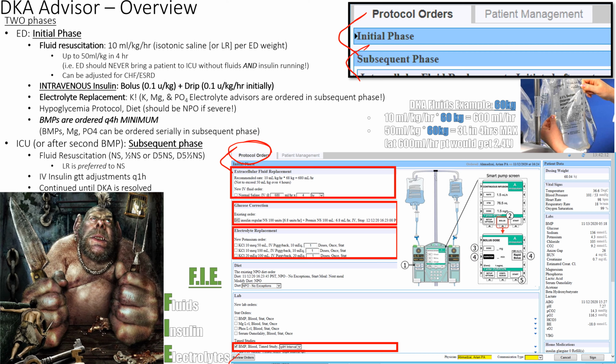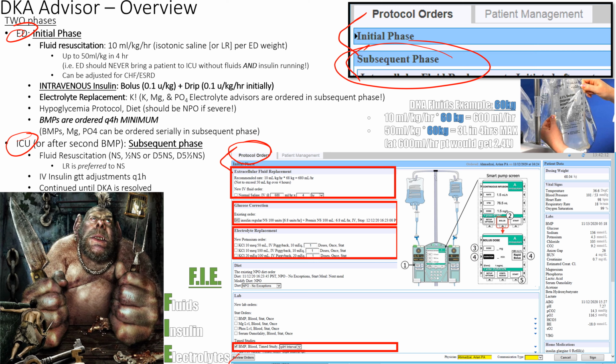The initial phase is done in the ED, or if there's an RRT, it's done by us in the RRT phase, right? So there's an initial phase, and there's the ICU piece. So the ICU provider is the one that does the subsequent phase, and the ED provider is the one that does the initial phase.